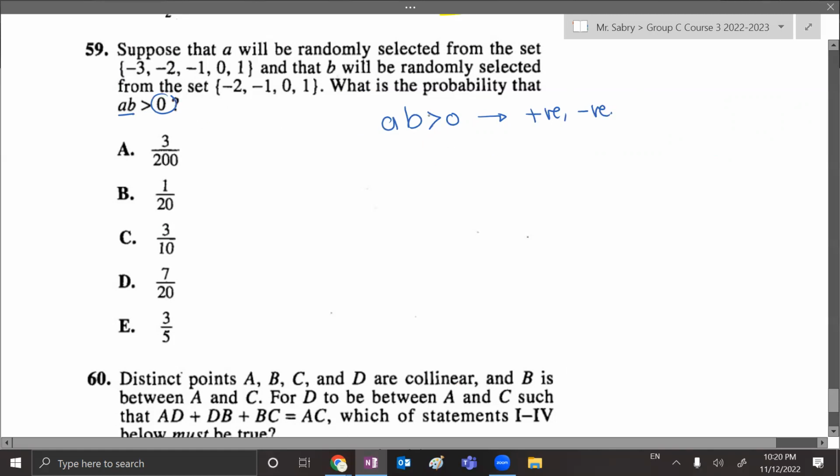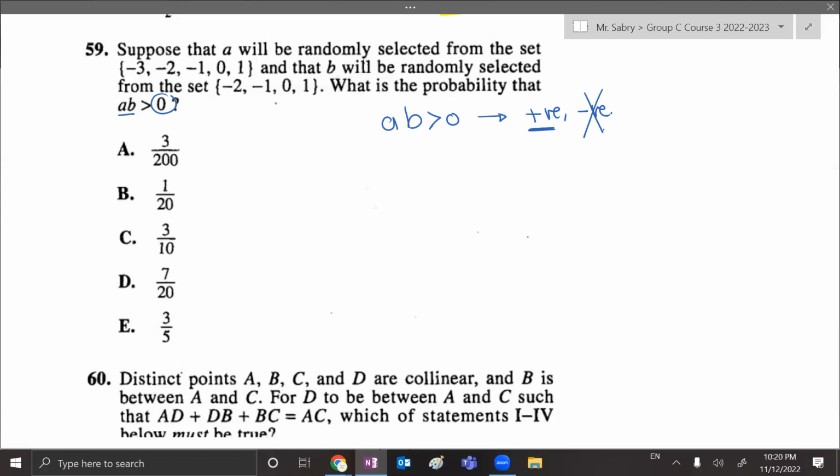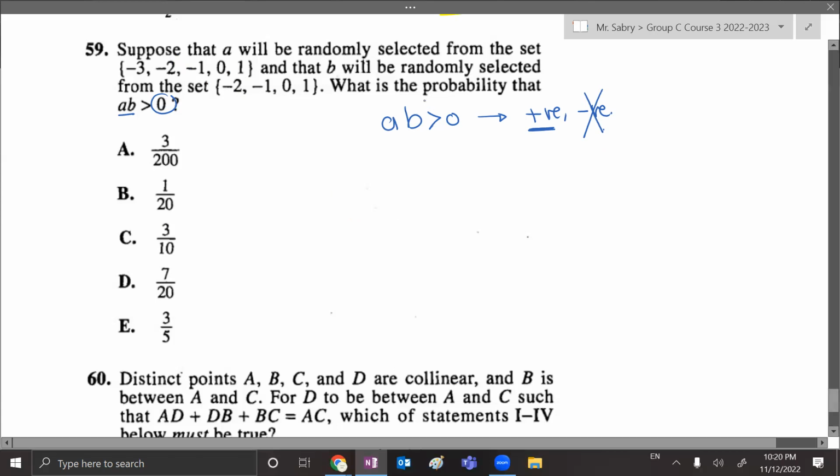So when they tell you that A times B is bigger than 0, it means it must be a positive number, but it can't be a negative one. They want the probability that when I take any number from the first set and another number from the second set, and I multiply them, the answer will remain positive. So what do I know about the probability? The probability is supposed to be the wanted over the total. And the wanted in this case is for the numbers to be multiplied and give me positive numbers.